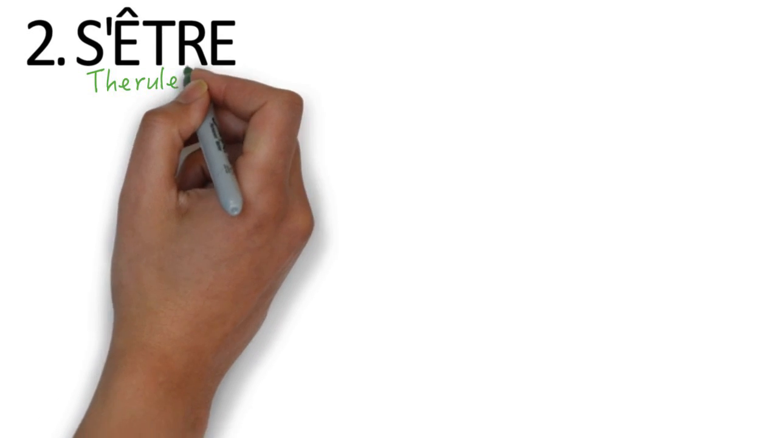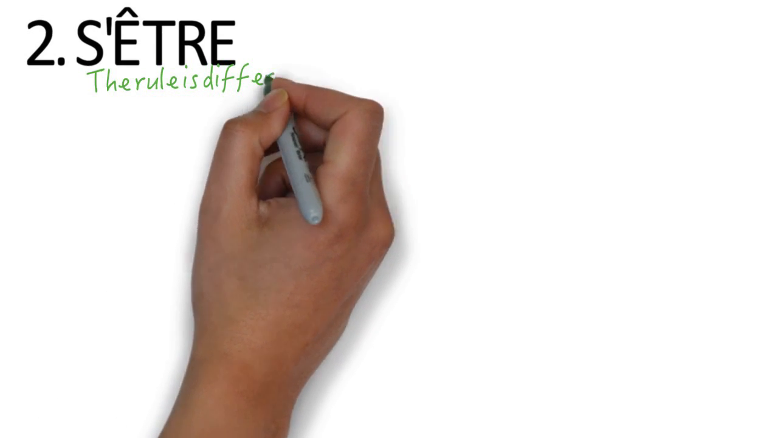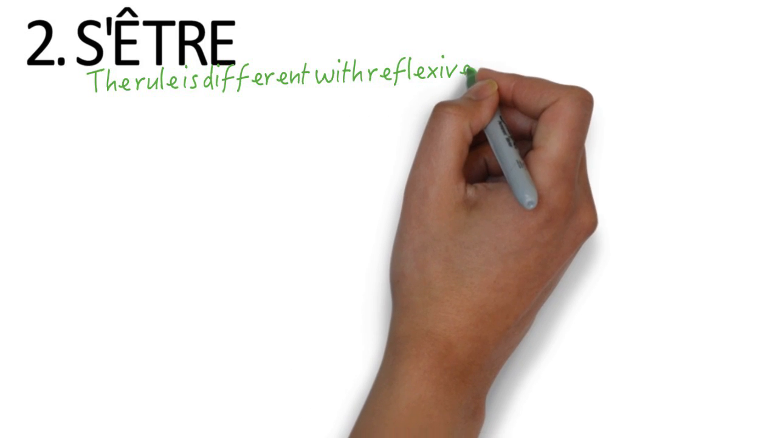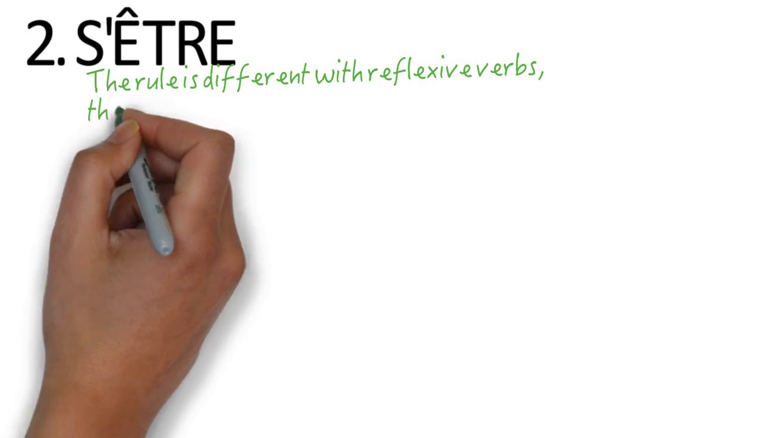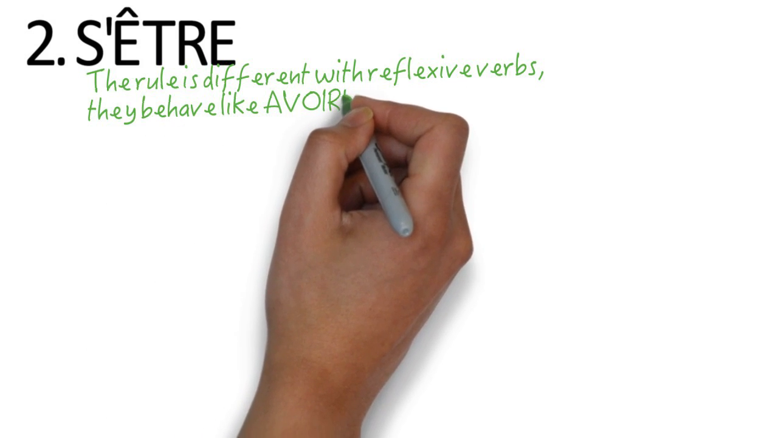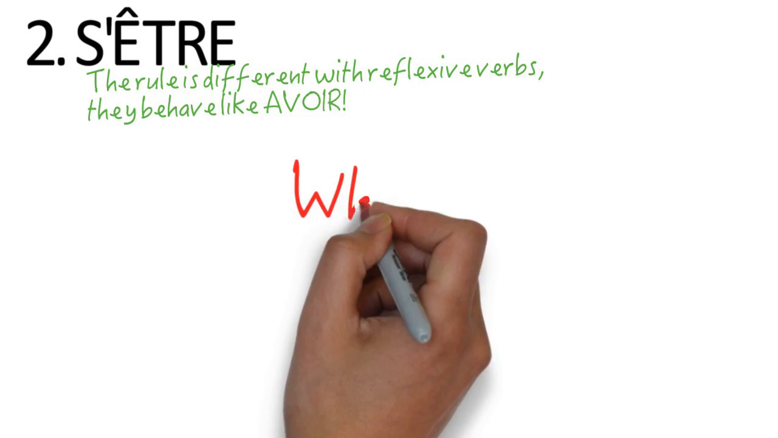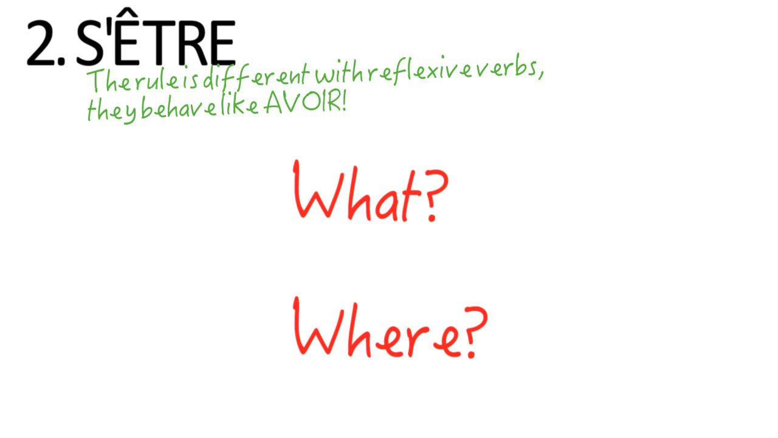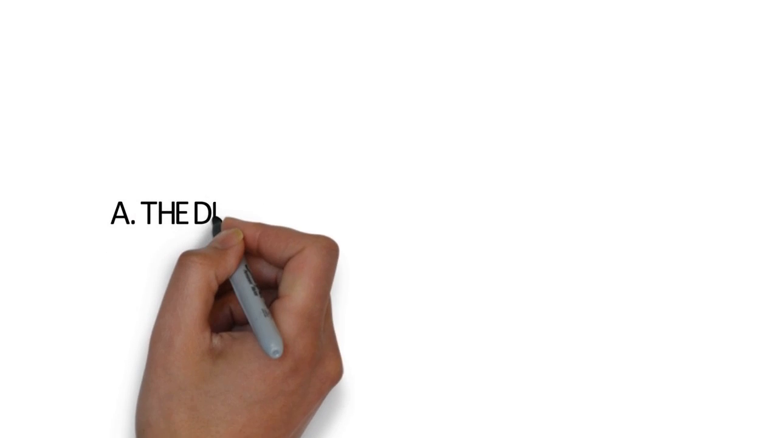Let's see now when we have a reflexive verb. Here, the rule actually is different with this kind of verbs, reflexive verbs, as they actually behave like the verb avoir. So you need to remember this lesson. And we have two questions: what is the direct object, and where is it, to be able to write our sentence correctly.